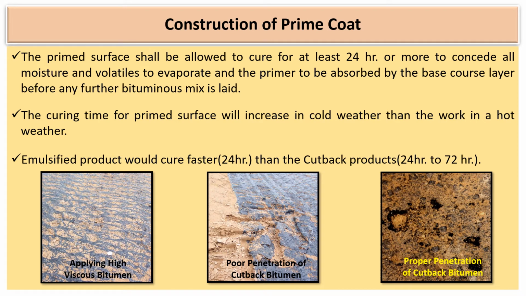Now, I am showing three photographs related to the priming application and curing of liquid bitumen material. In the first photograph, as you see, a highly viscous liquid bitumen has been applied. Due to its high viscosity, it fails to penetrate into the surface and sets in this manner. This type of wrong material application in the priming process fails to achieve the overall objective of the prime coat.